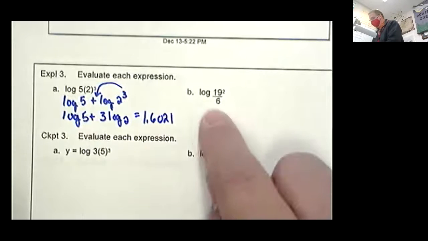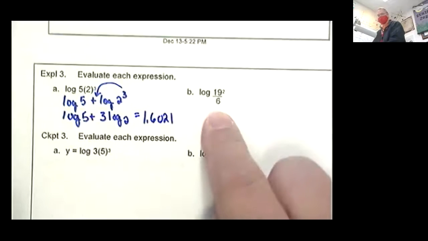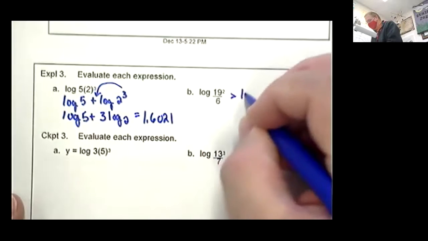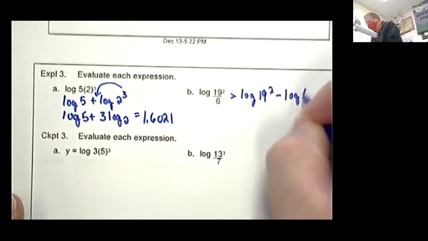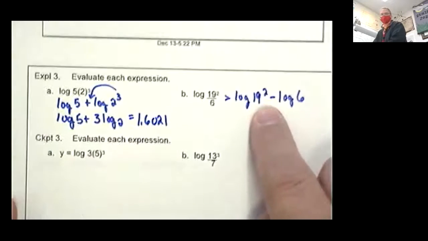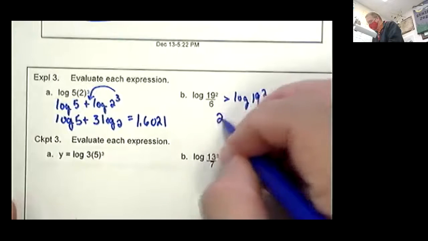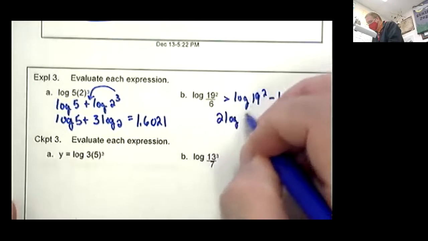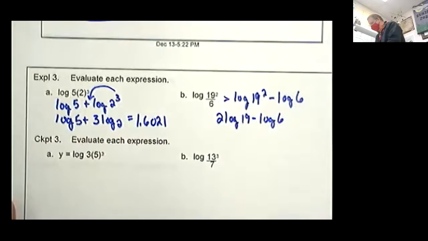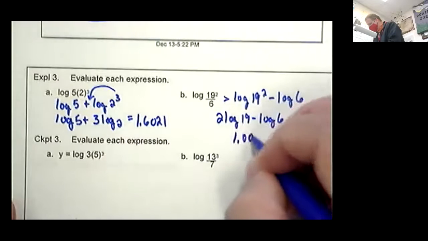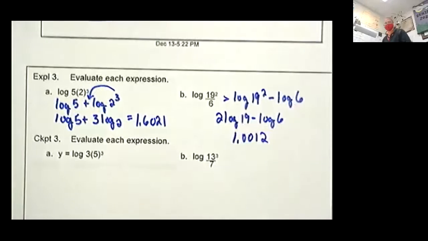Letter B, here we are dividing. If we're dividing the arguments, then we're subtracting. So this is log of 19 squared minus log of 6. Again, our exponent rule, this comes back out to be a coefficient. So 2 log base 10 of 19 minus log of 6. Again, we can put that on our calculator: 1.0012. Go ahead and pause the video and try checkpoint 3.